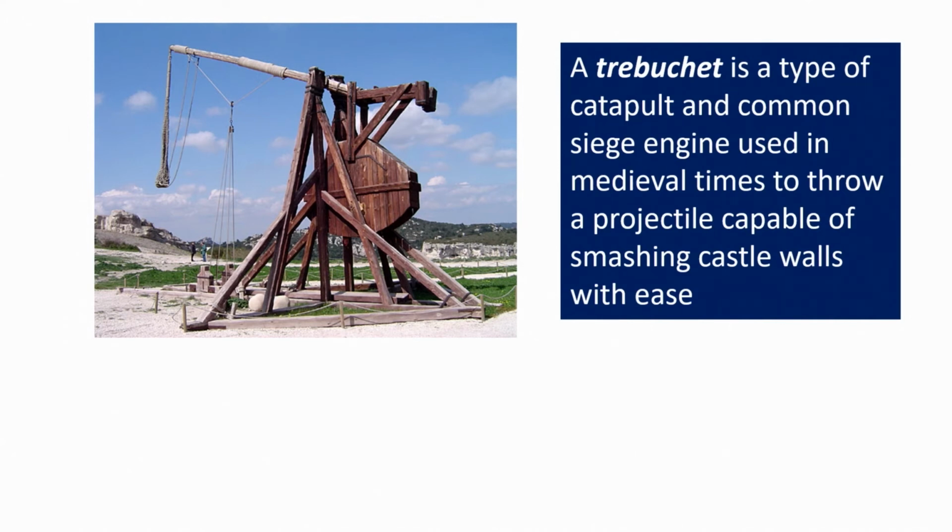Listen, a trebuchet is a type of catapult and common siege engine used in medieval times to throw a projectile capable of smashing castle walls with ease. Read with me. Do that now. A trebuchet is a type of catapult and common siege engine used in medieval times to throw a projectile capable of smashing castle walls with ease. Tell your partner, what's a trebuchet?